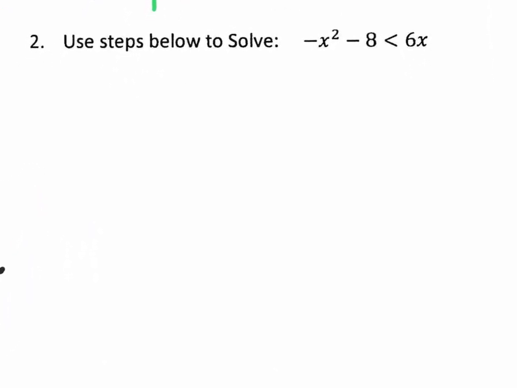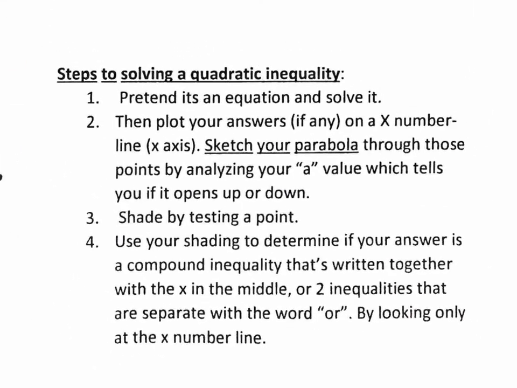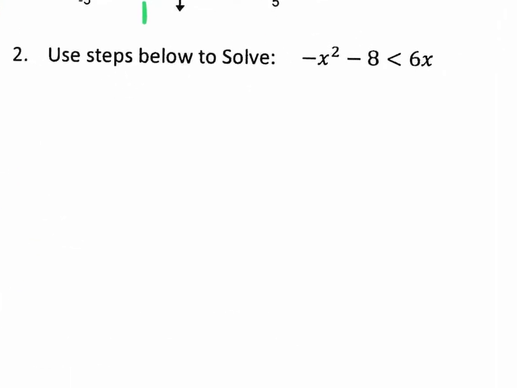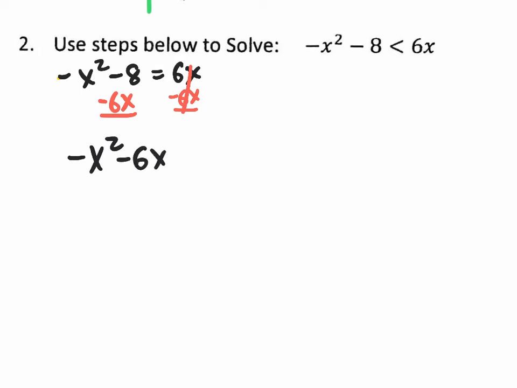Now, right here on number 2, it tells you to use these below steps. So if you're struggling with this, go through all these steps to be able to answer this quadratic inequality. So step 1 says to treat it like an equation. So you really have a negative x squared minus 8 equals 6x. We're going to get rid of the 6x by subtracting 6x. You're going to end up with negative x squared minus 6x minus 8 equals 0.